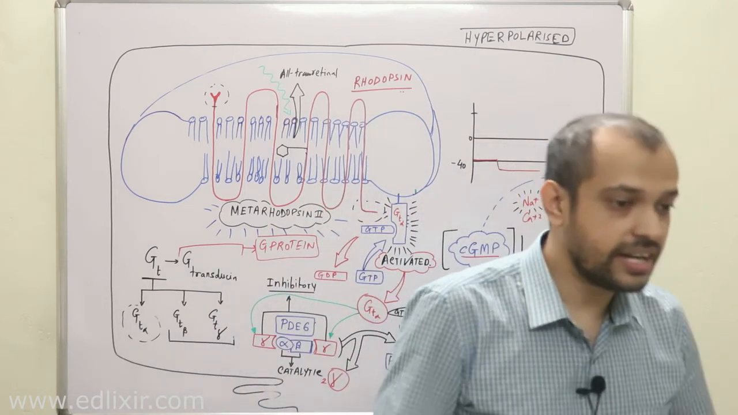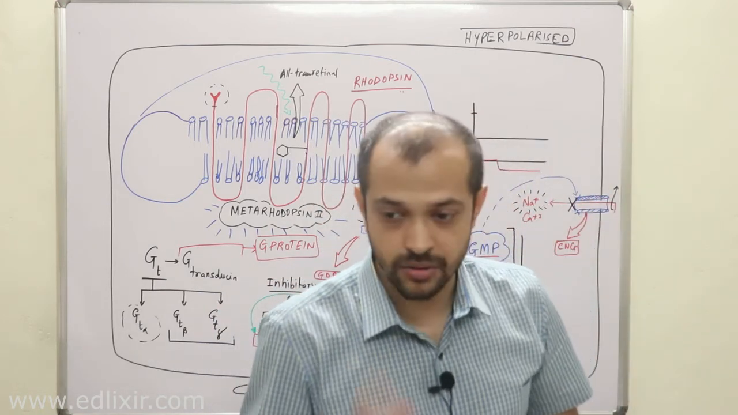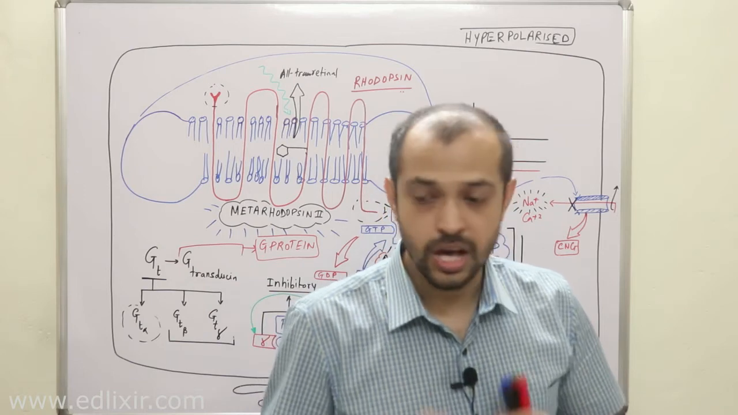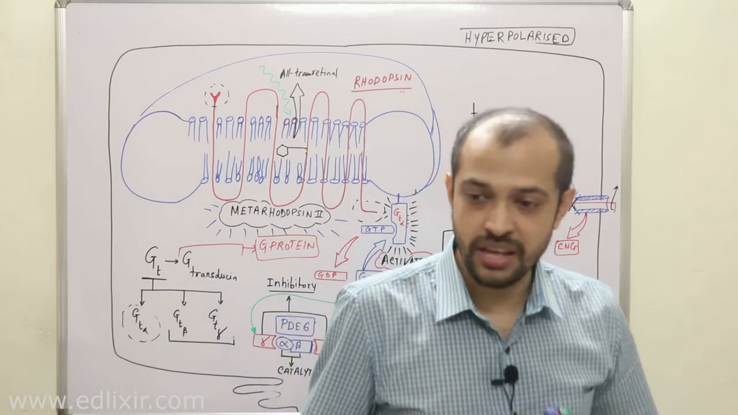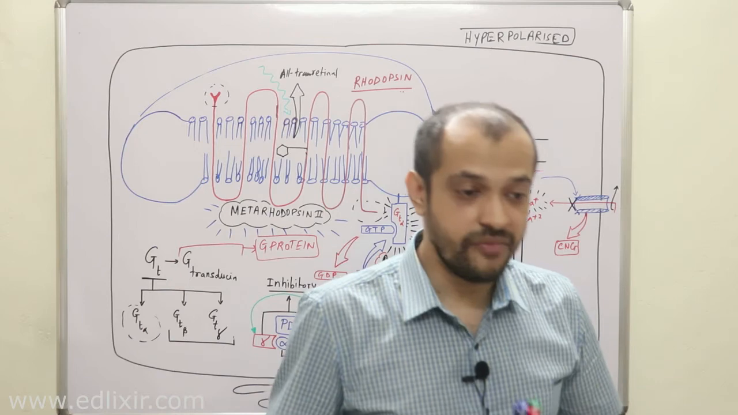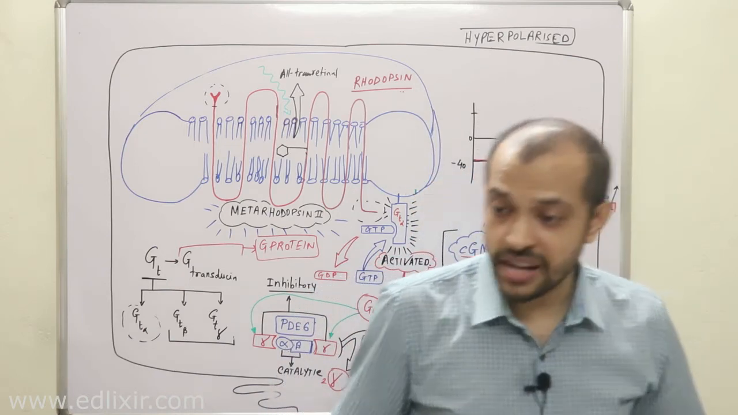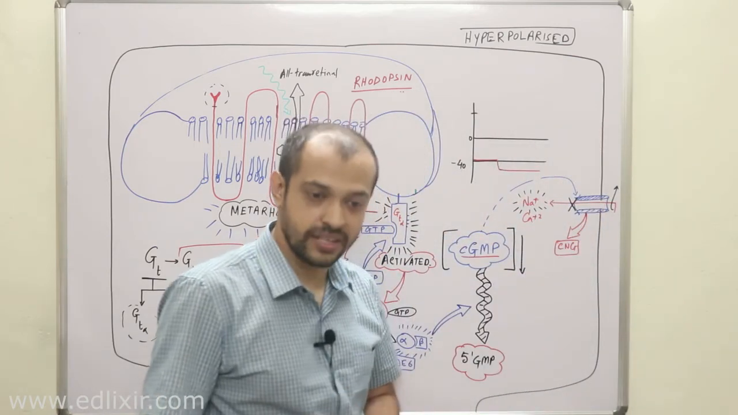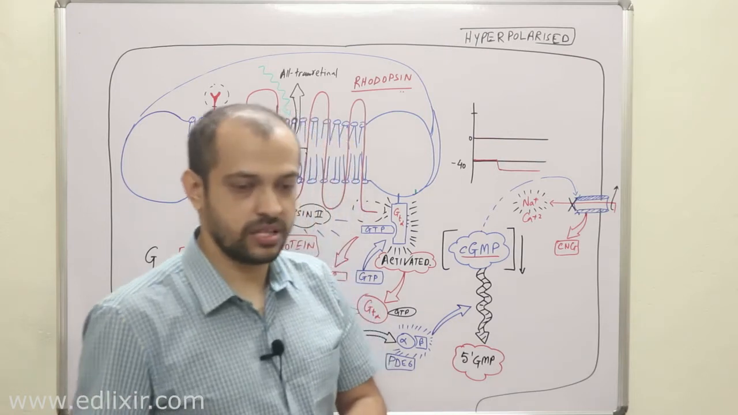Therefore we say rod cells are very important. Rod cells are very important for dim light vision or when there is no light. Clear?